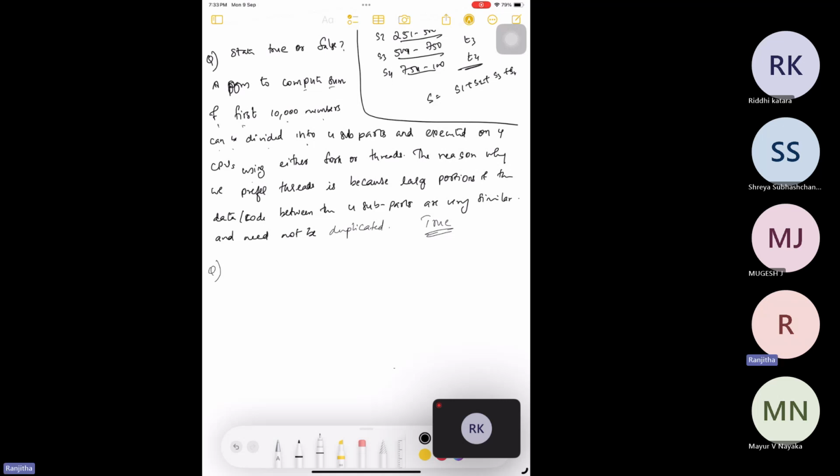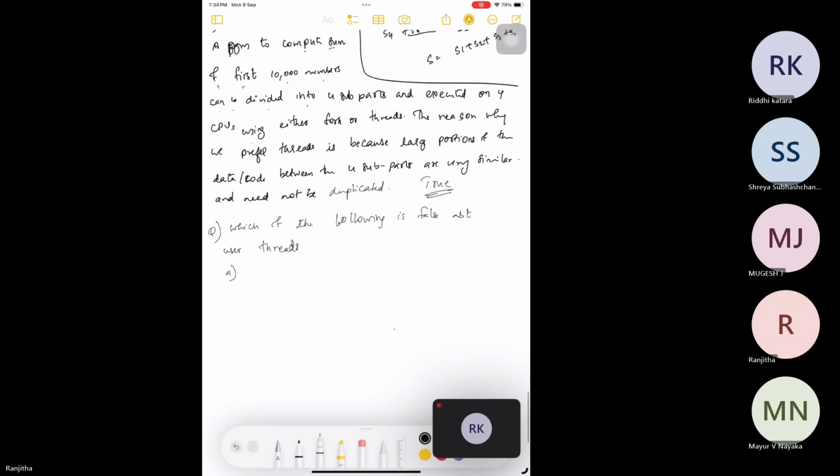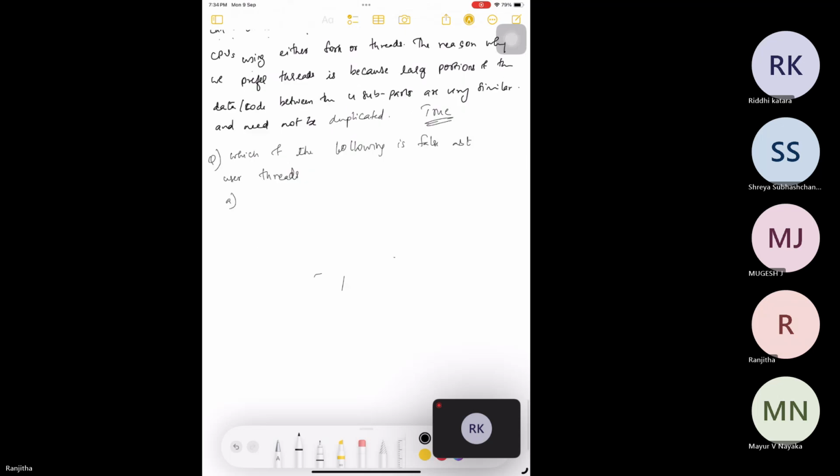Which of the following is false about user threads? User threads can switch fast.